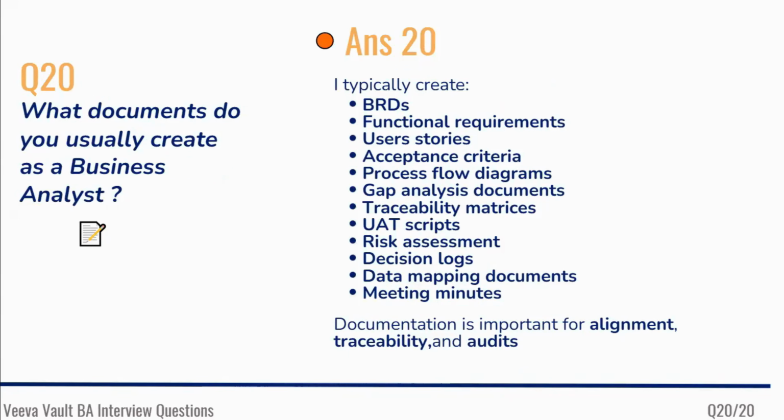Now, in a nutshell, what documents do you usually create as a business analyst? This is a very important one. You typically create BRD, requirement specification, functional requirements, user stories, acceptance criteria, process flow diagram with the vendor, gap analysis document, traceability matrix, and you have to manage the UAT script, risk assessment, decision log, data mapping document, and also any migration deliverable if needed. Meeting minutes documentation is important for alignment, traceability, and audit. It looks like simple documentation, but it's not.